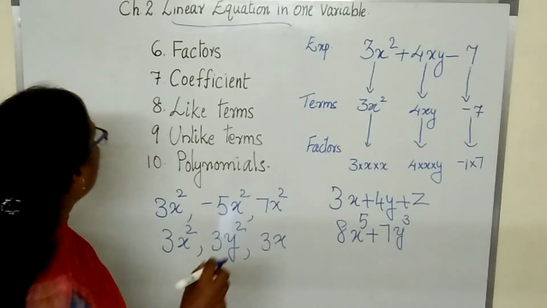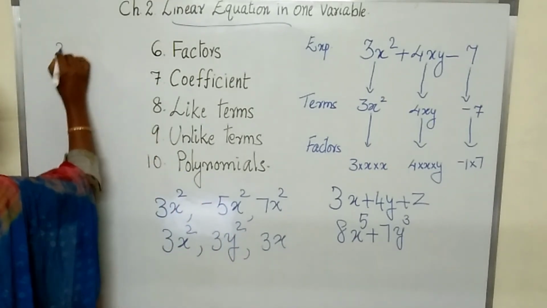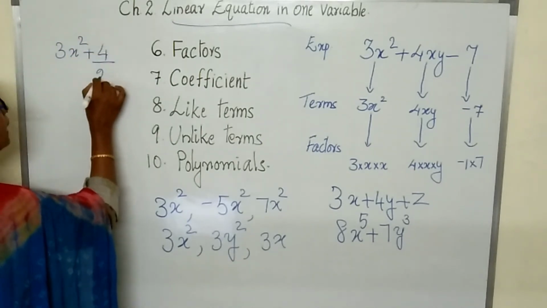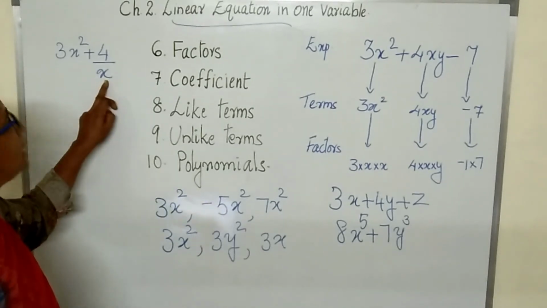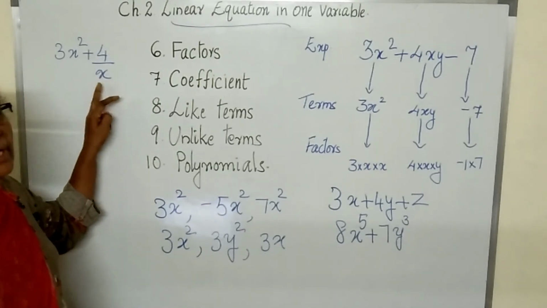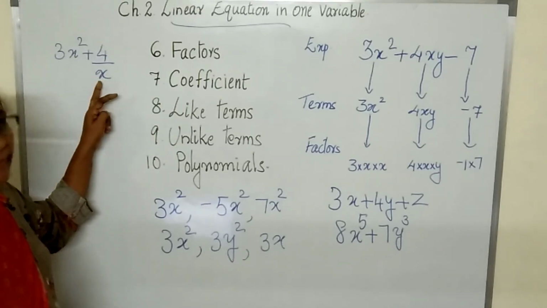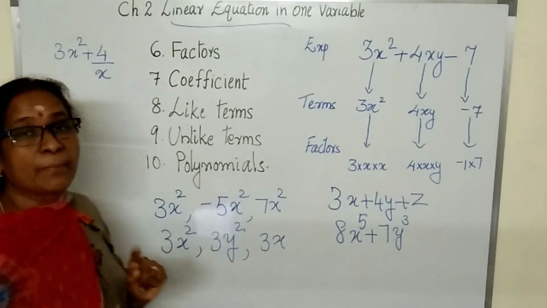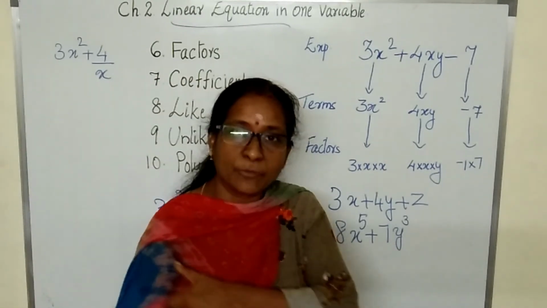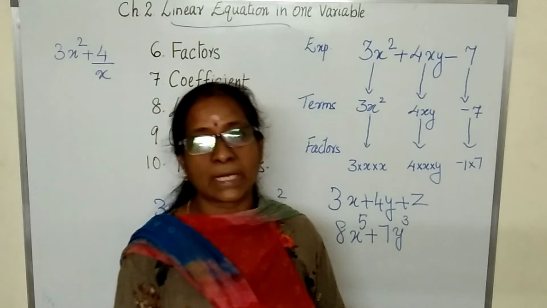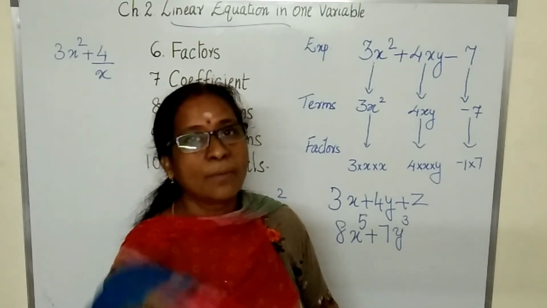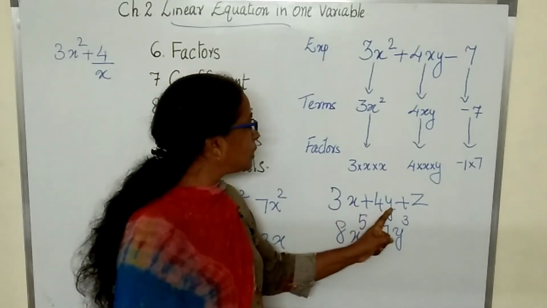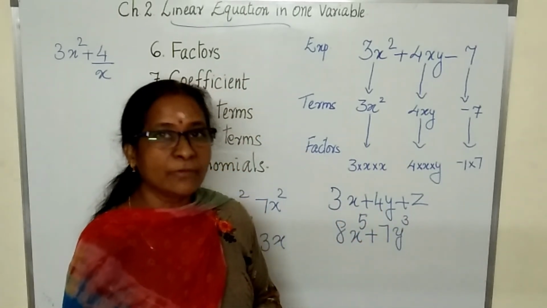But if you write 3x square plus 4 upon x, here the denominator is the variable, or the variable is in the denominator, which means the power of the variable is negative. So if the power of the variable is negative, then it is not called a polynomial. So polynomials must have the variables with power as positive integers.